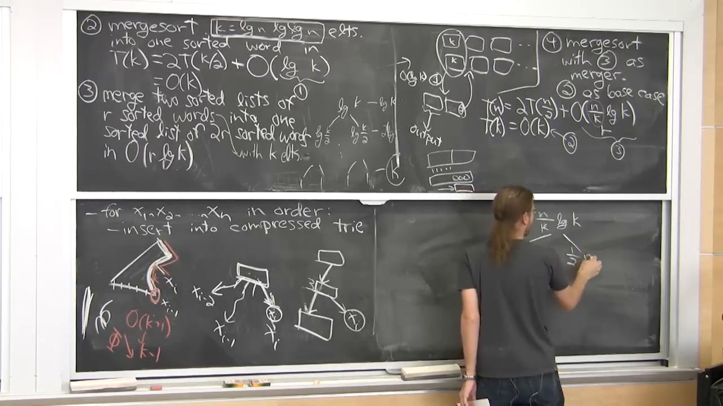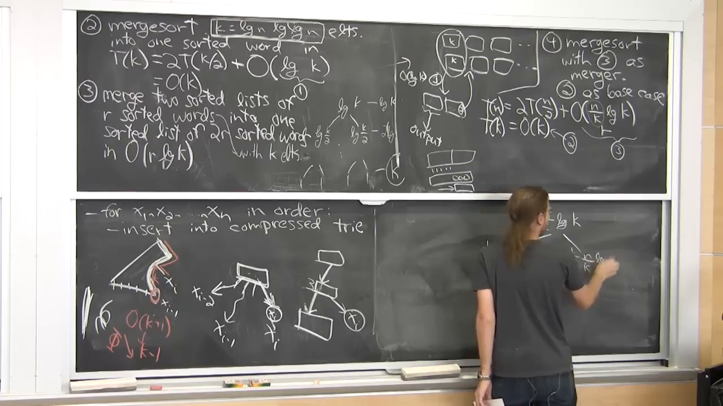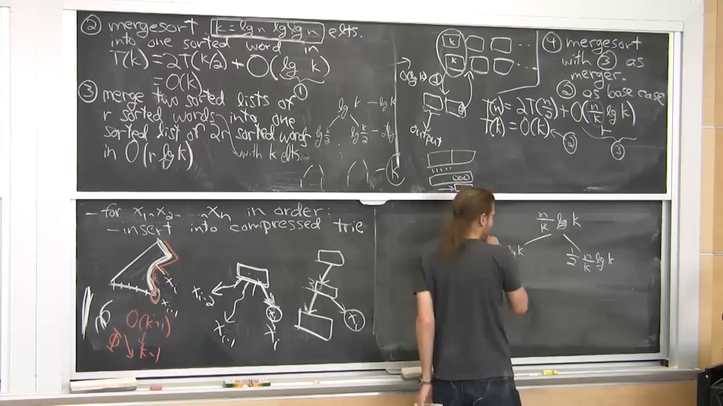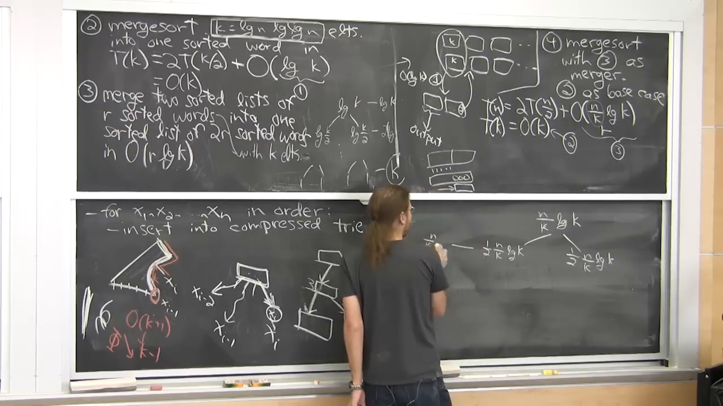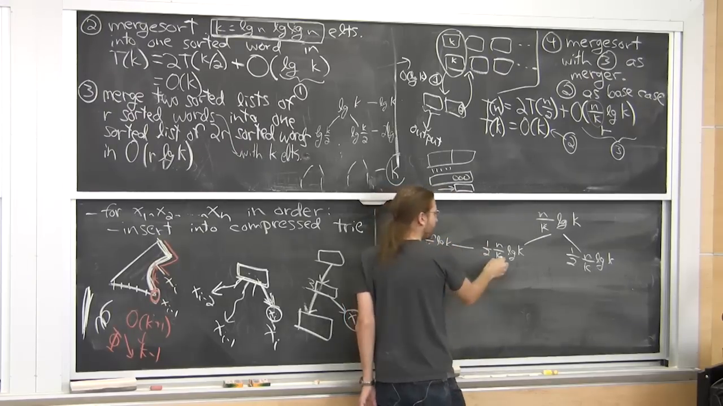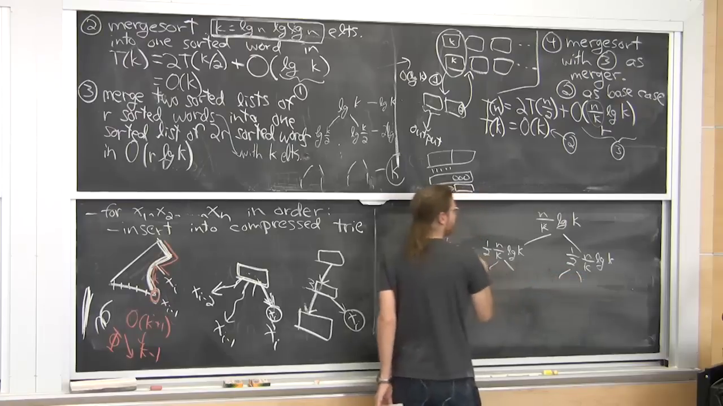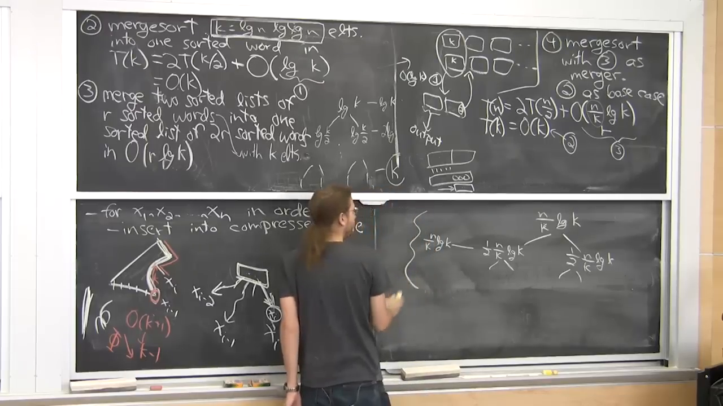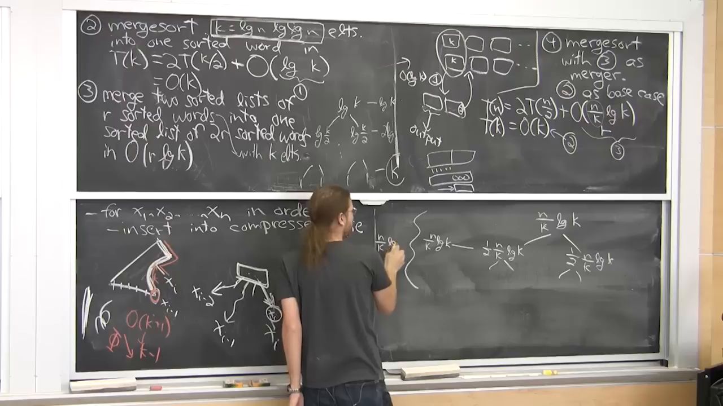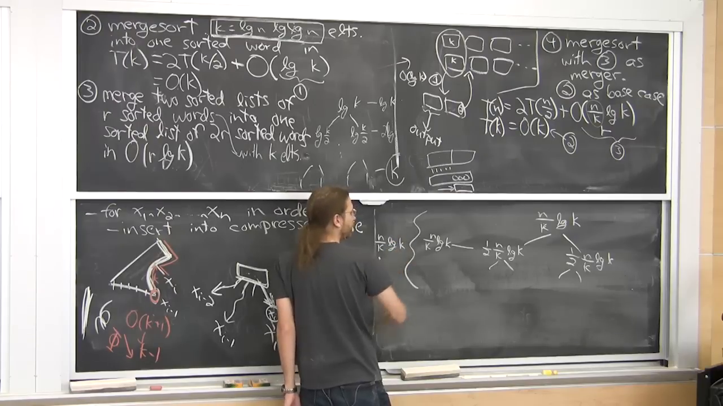Half n over k log k. So the n gets divided by 2. So if I add up everything on this level, I get n over k log k. And in general, as I go down, all levels are going to sum to the same value, n over k log k. So up here, we're going to have a cost of n over k log k times the number of levels.